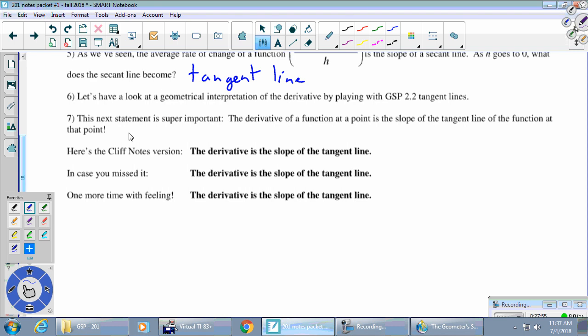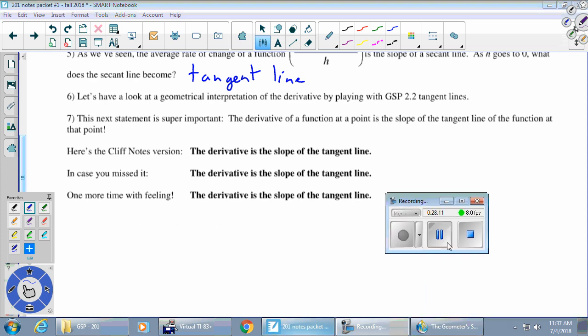This next statement is super important. The derivative of a function at a point is the slope of the tangent line at that point. Here's the Cliff Notes version: the derivative is the slope of the tangent line.